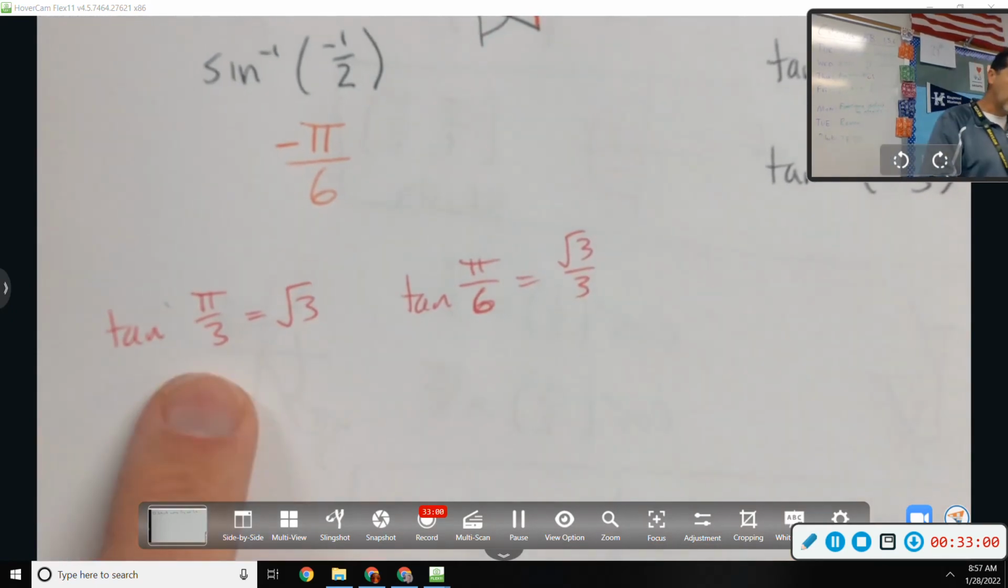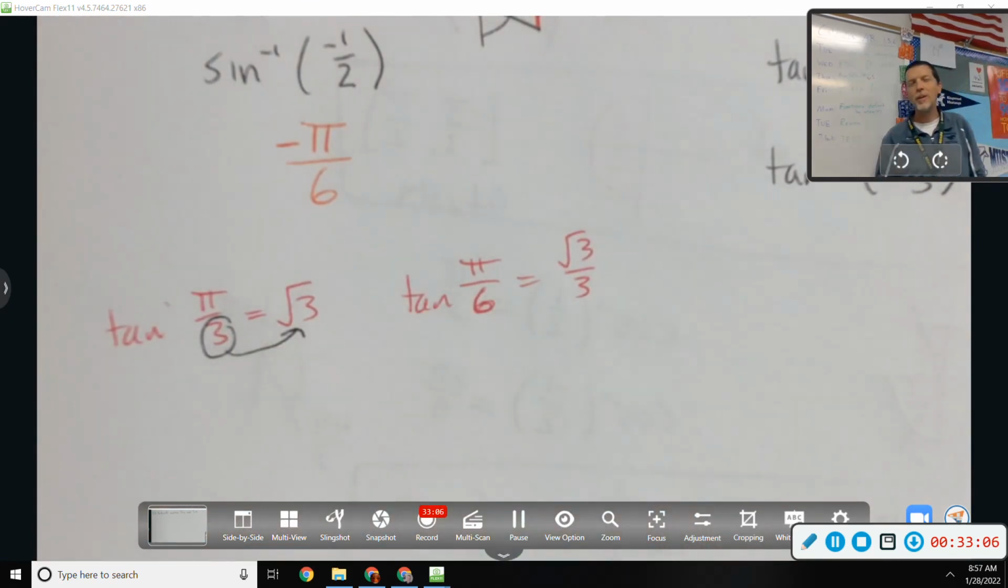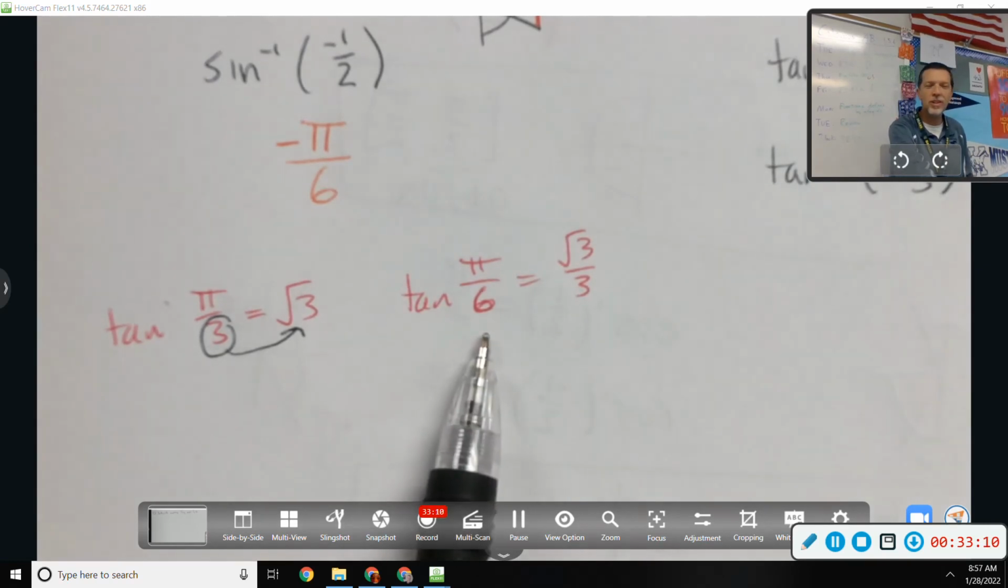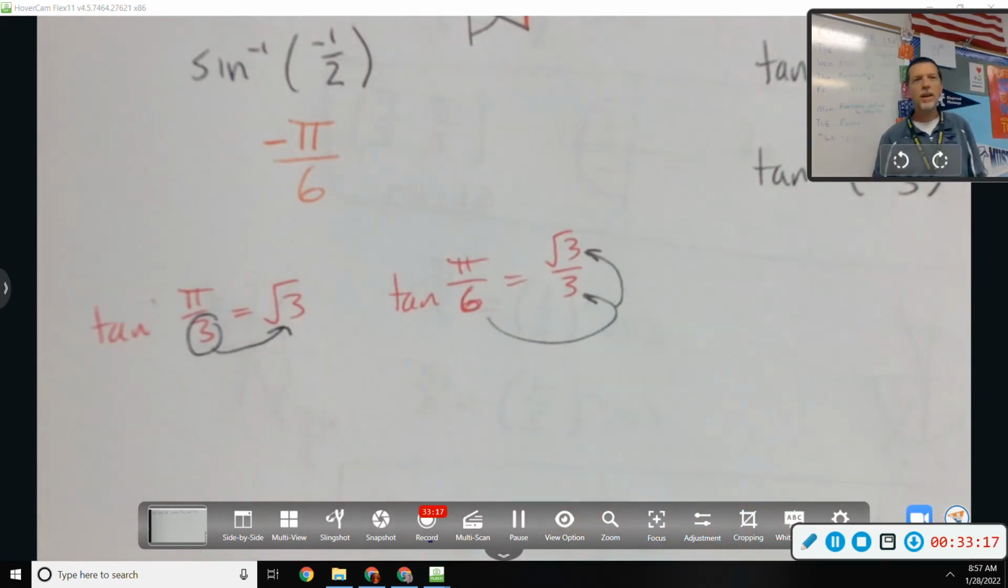Over 3, that has a 3 in it. So your answer has a 3 in it. This is just like a fluke to help you remember. This isn't mathematical at all. How many 3's does it take to make 6? It takes 2 3's to make 6. So maybe that helps you remember the tangents. If not, you go the long way around, no big deal.